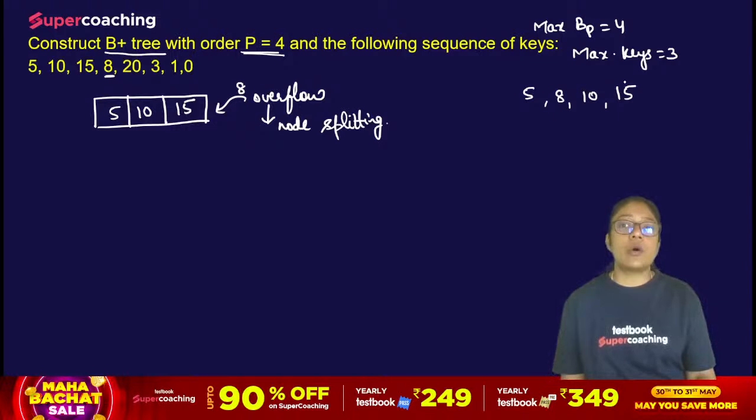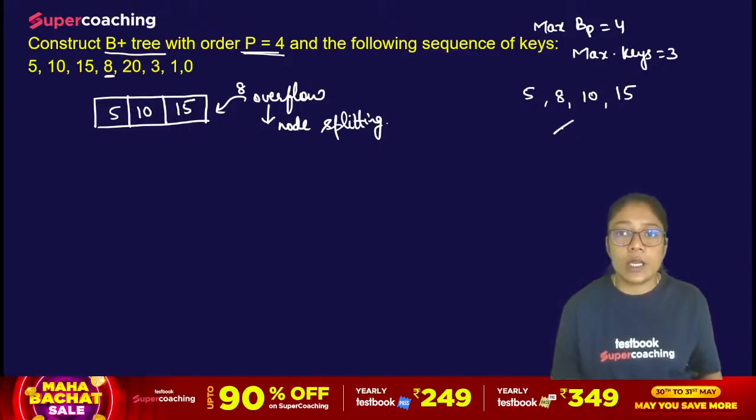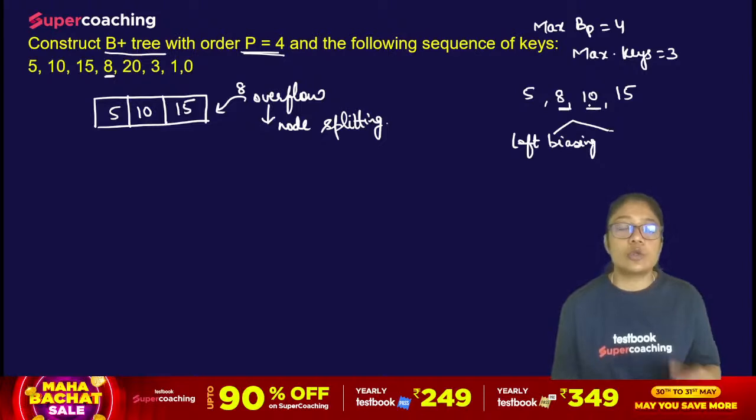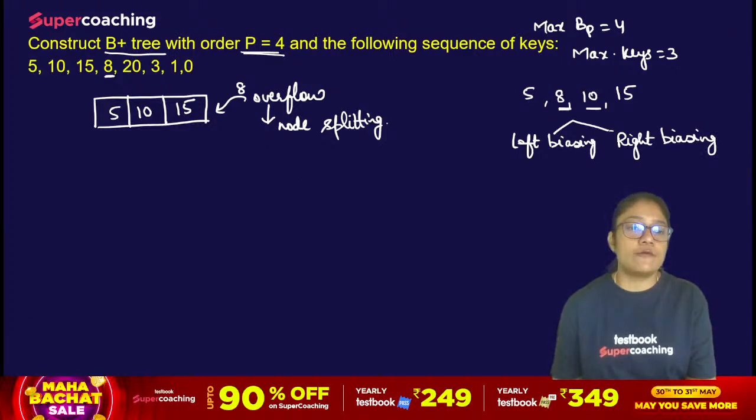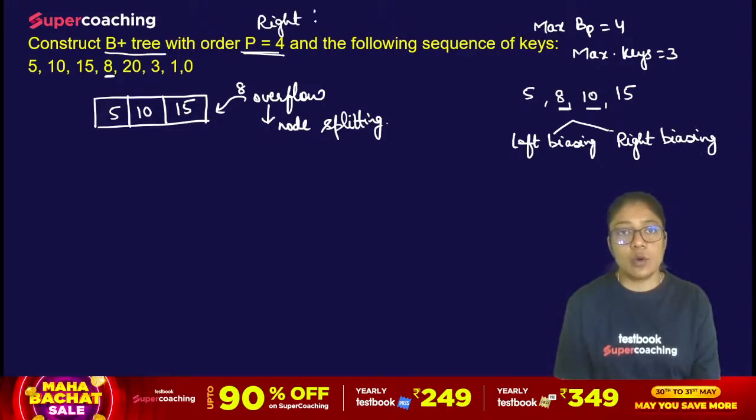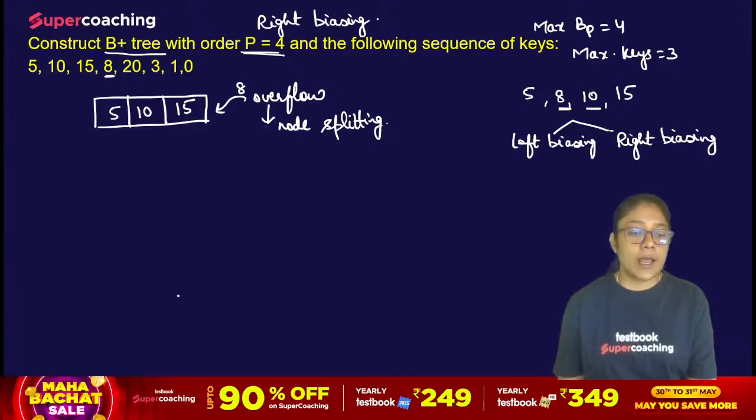We can go for, जब भी ऐसा scenario होता है तो we can go for left biasing or right biasing, right? Because here we are getting two middle elements, तो हम 8 के basis पे भी split कर सकते हैं और 10 के basis पे भी. This is same as what we have covered in the B tree. Right biasing. Let us assume that I am following right biasing here. Even है तो हमें biasing का concept use करना पड़ेगा. I am considering right biasing.